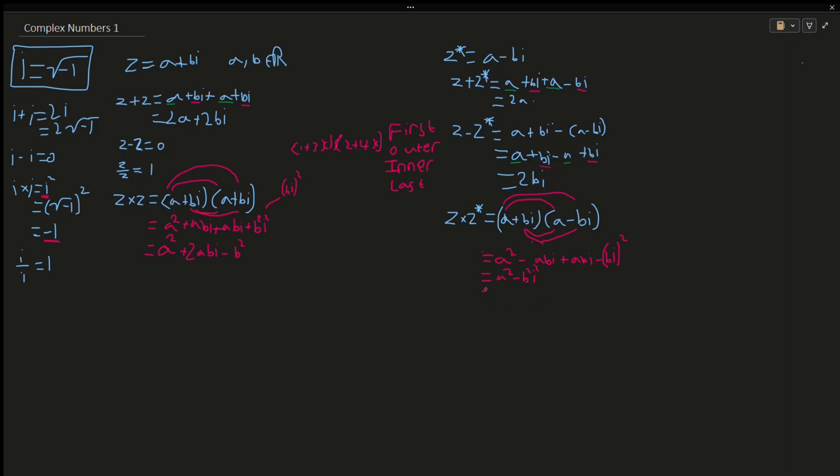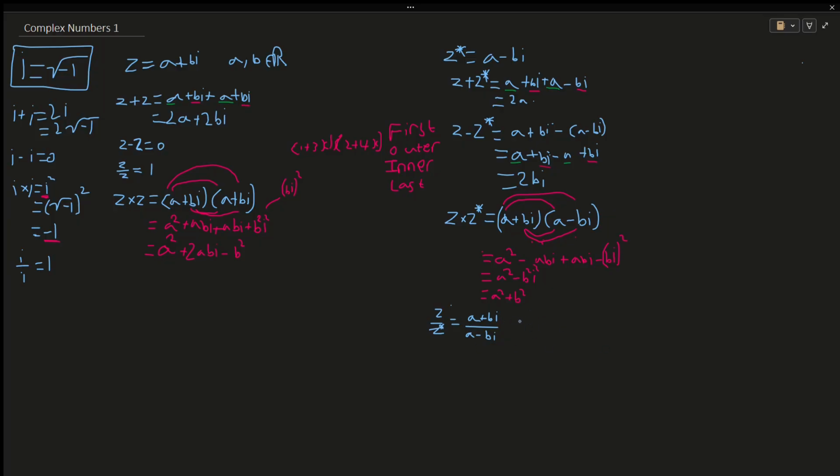So that's the same as a squared plus b squared, because minus 1 times minus is positive, so we get a squared plus b squared. And with division, we have z over z conjugate, or z star. So we get a plus bi over a minus bi.